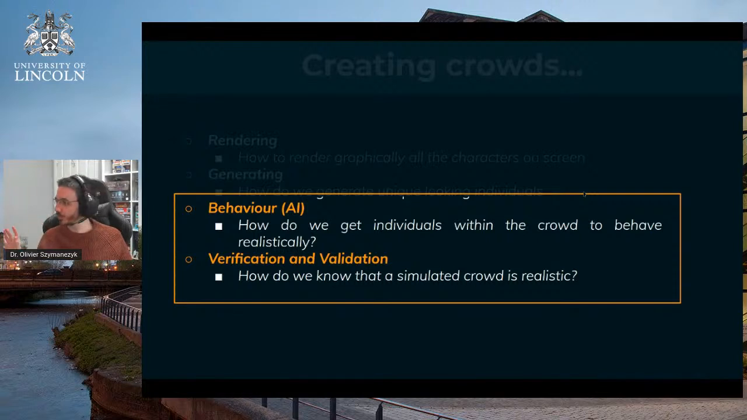However, throughout the talk, it's tricky to talk about everything. I've only got less than 30 minutes. I'm going to focus on behavior and verification and validation. Like, how do we get individuals within the crowd to behave realistically? And how do we know that a simulated crowd is realistic?